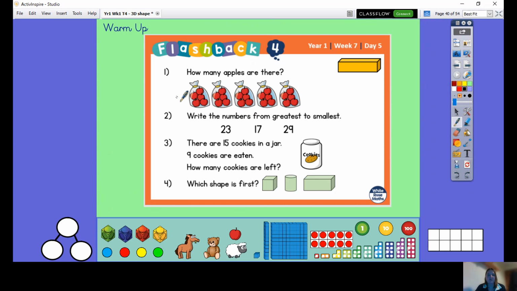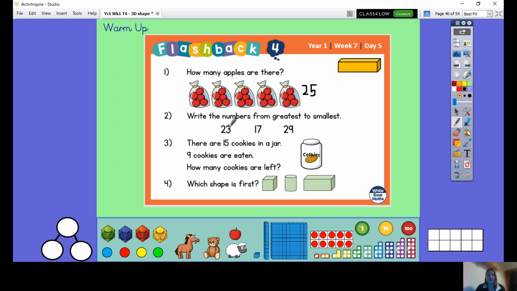Okay, well, I'm hoping that you realize that the apples are in 5s and then you counted in 5. So let's have a go. 5, 10, 15, 20, 25. Brilliant. And then write the numbers from the greatest to the smallest. So this one we're going from the biggest.